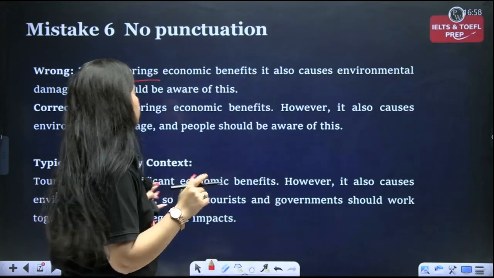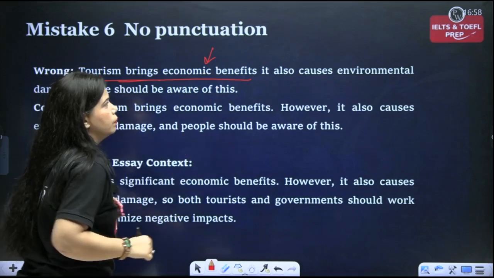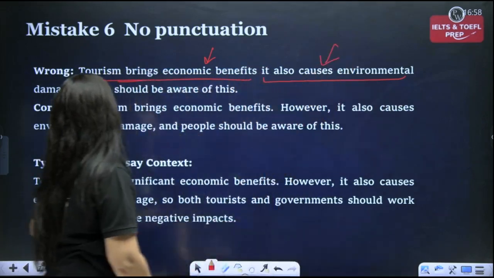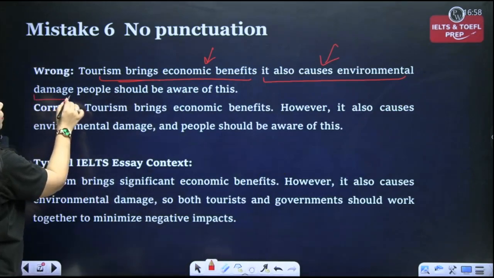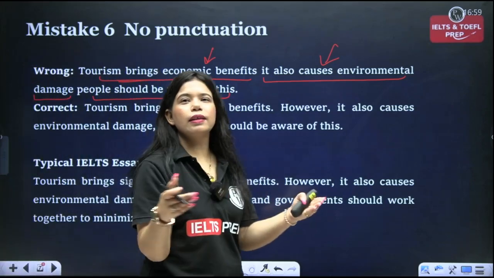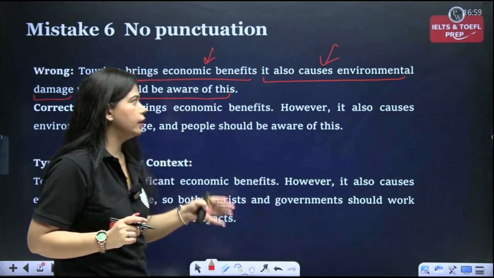So look at this one. Tourism brings economic benefits, sentence number 1. It also causes environmental damage, this is sentence number 2. Sentence number 3, people should be aware of this. So if we are writing 3 sentences, we need something in the middle to connect them. Let's see how we are correcting this.